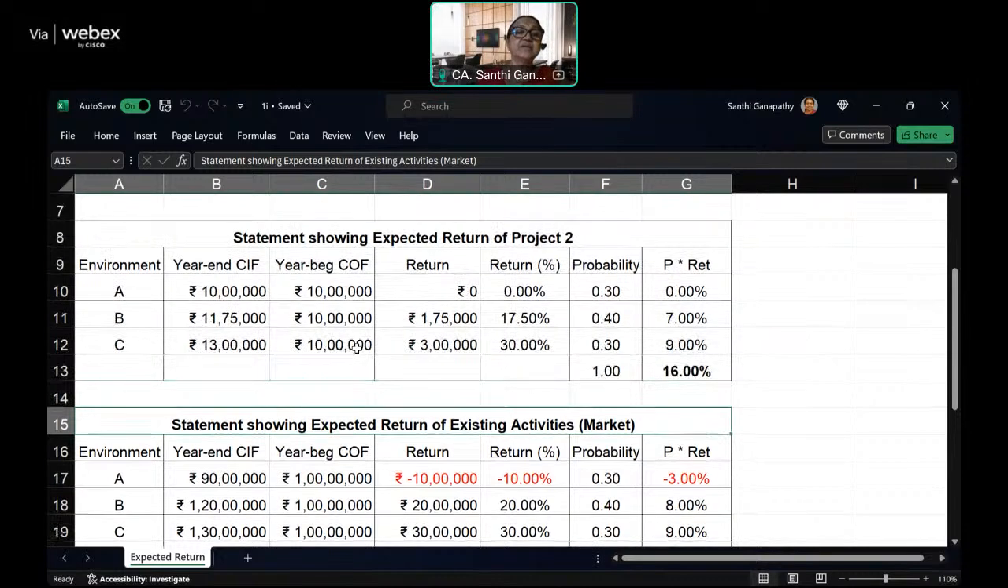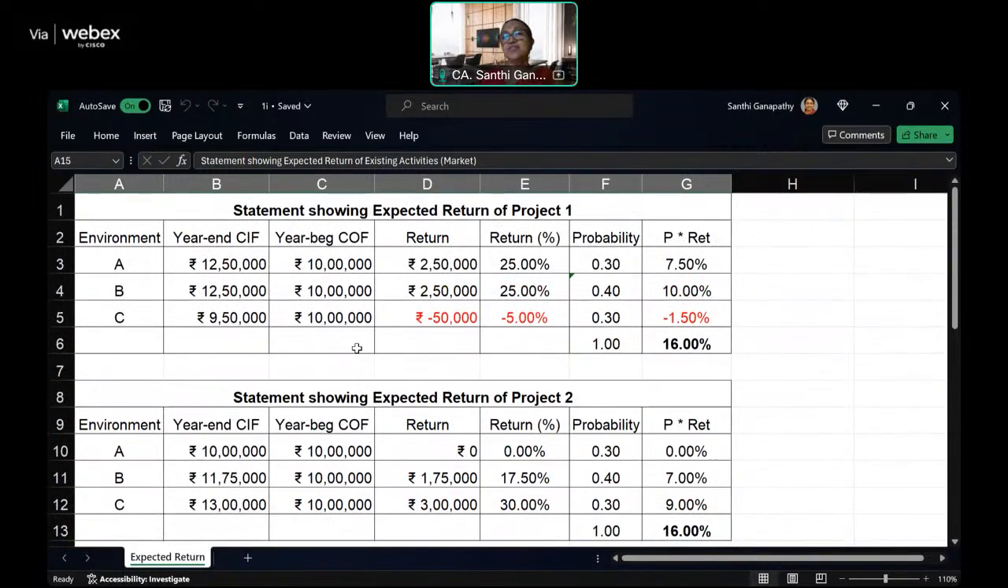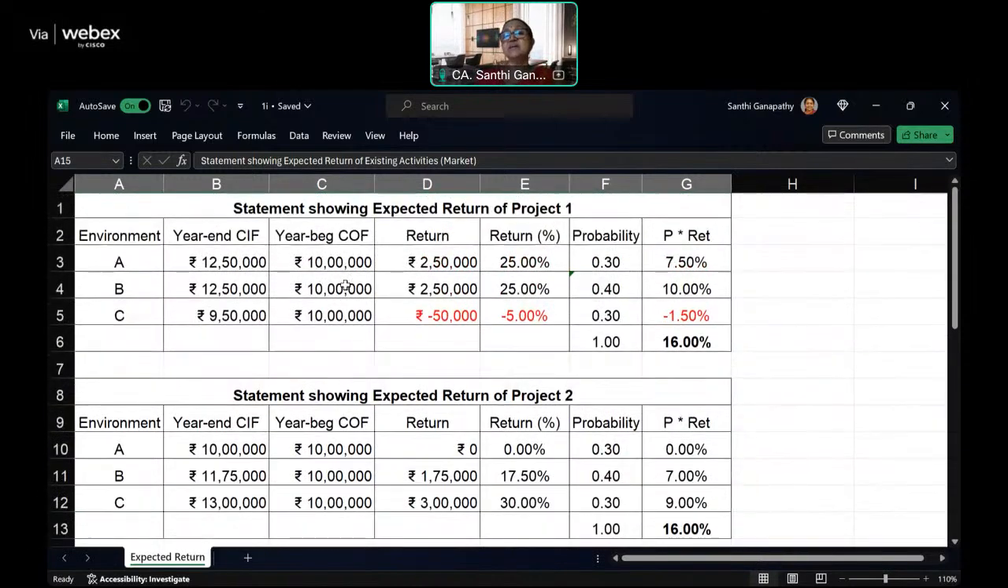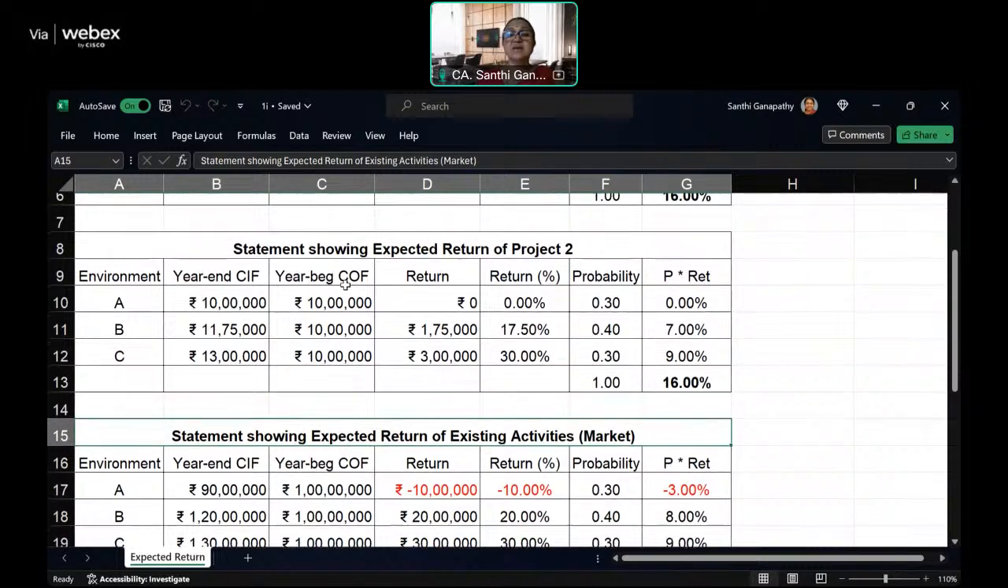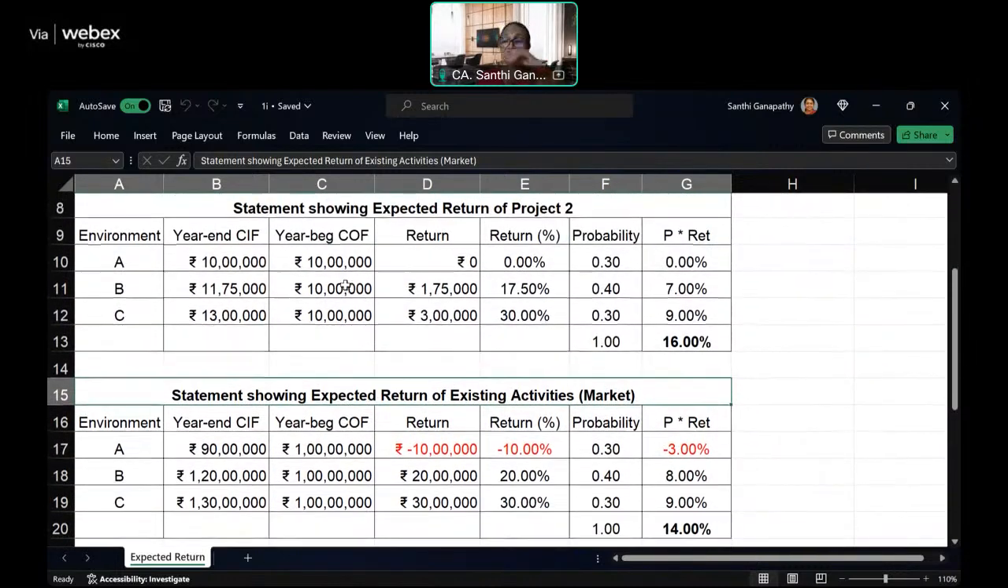What have we done? We have taken the year-end cash inflow, deducted the year beginning cash outflow to get the return. We need return as a percentage. So the return divided by initial investment or year beginning cash outflow will give me return percentage. I multiplied with the probability and then found the return. So this is done. What should I find now? I'm interested in finding beta.